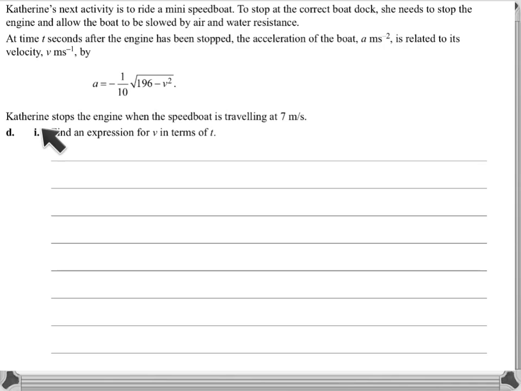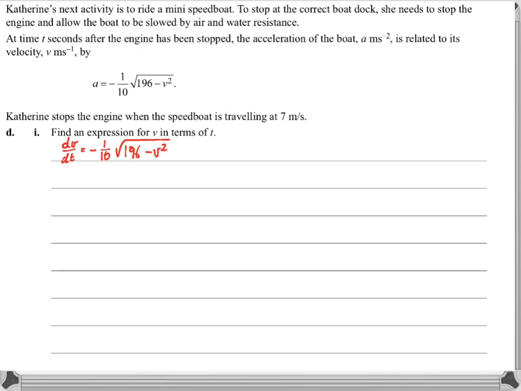Here's some more information about the problem. Catherine stops the engine when the speed is traveling at 7. So that means when t is 0, we're going to get velocity of 7. So first let's set up our DE. We've got a differential equation. Acceleration is dv/dt. That's the first bit. dv/dt is given by this function of v.